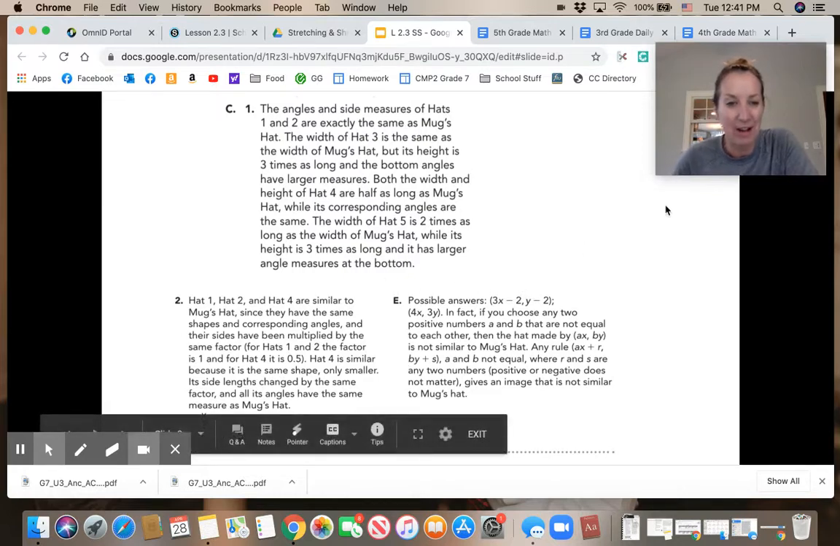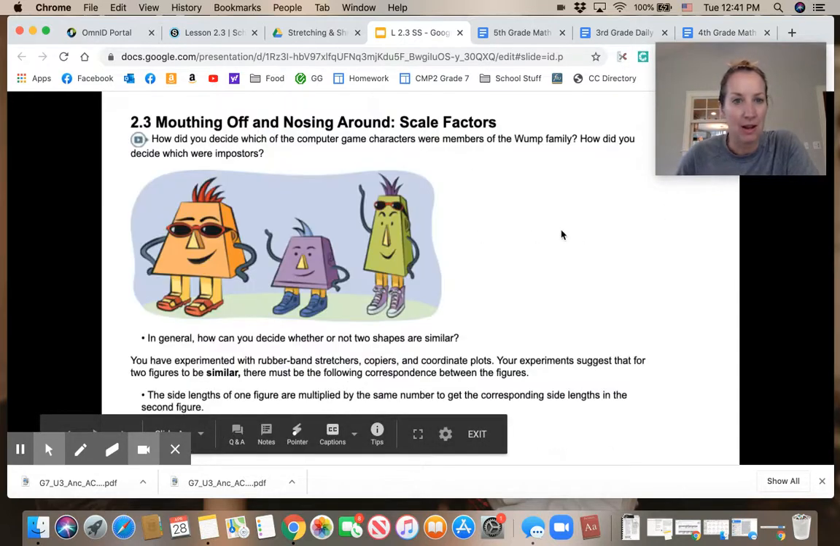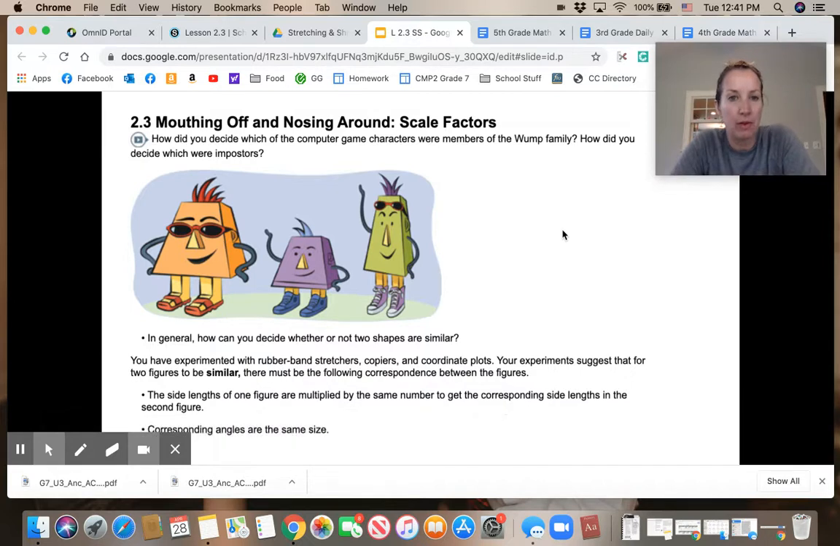So we finished talking about the work from yesterday. Today we are going to talk about 2.3 with mouths and noses. So how did you decide which of the computer game characters were members of the Wump family? How did you decide which were imposters? We decided by looking at if there was a scale factor, if there was something being done to the X and the Y, and if it was the same, if the angles were the same, then we knew that they were similar.